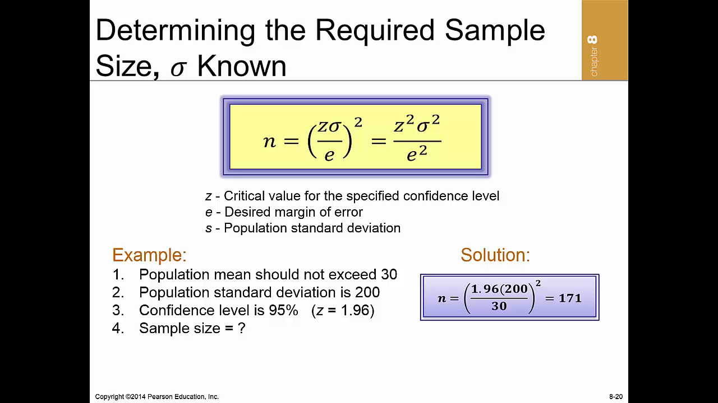So in this example, the population mean should not exceed 30, with a population standard deviation of 200 at the 95% confidence level. So the 95% confidence level gives us a z-score of 1.96, and then plugging the other two values in and squaring the result results in a sample size of 171, or 171 data points.